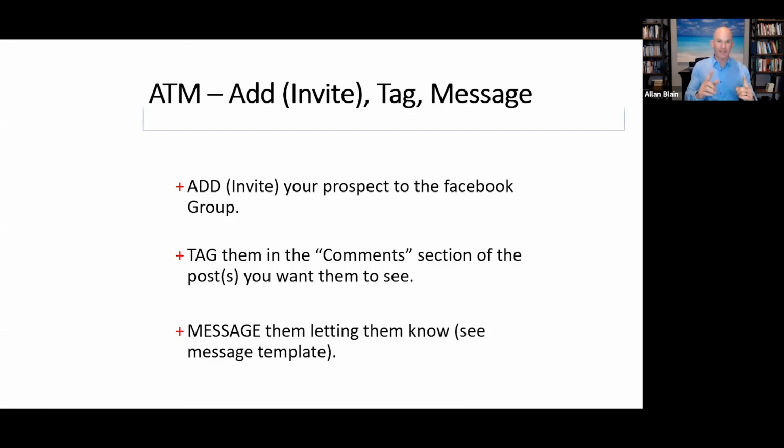Now, the one thing I'll say about this is ATM makes a nice little acronym, but you can't tag them until they've accepted the invite that you sent them. So it's really add and message immediately. And then after they accept that invite, you tag them in the comment of the post. Got it? But for remembering's sake, we'll remember ATM, add tag message. It's really add, message, and when they accept it, tag them.